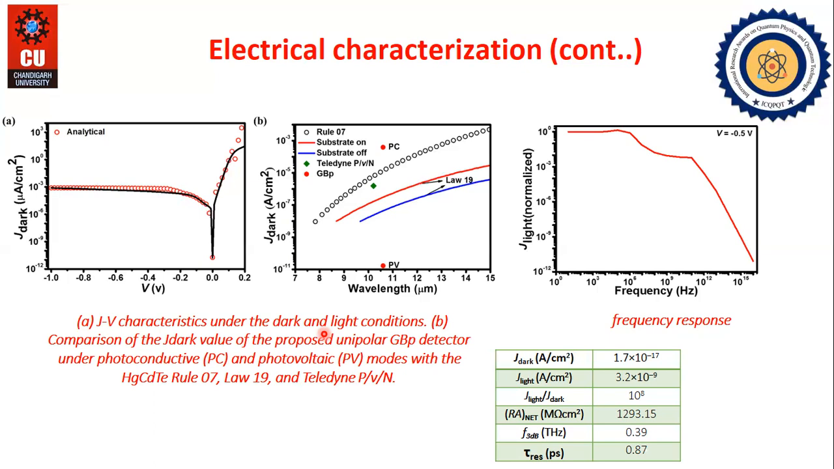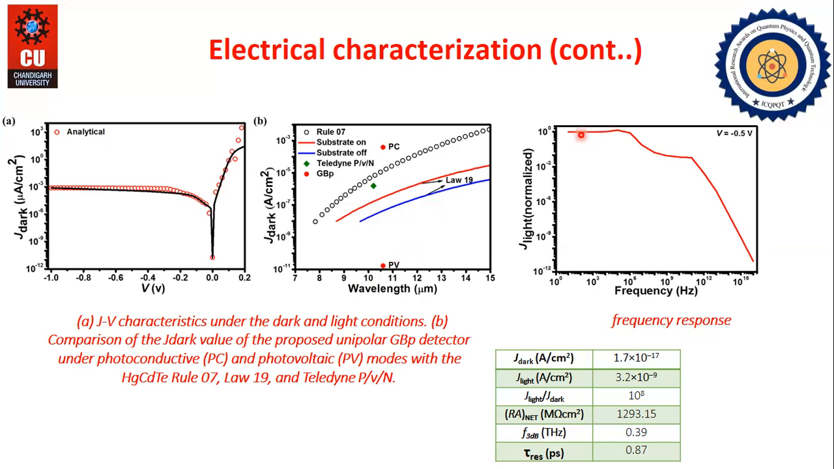Figure B will compare the dark current density value of the proposed detector under bias, that is the photoconductive mode, and non-bias, that is the photovoltaic mode, with Rule 07 and Law 19. The proposed type 2 superlattice detector exhibited a reduction in the dark current density by two orders of magnitude than Rule 07 and Law 19 under the photovoltaic mode.